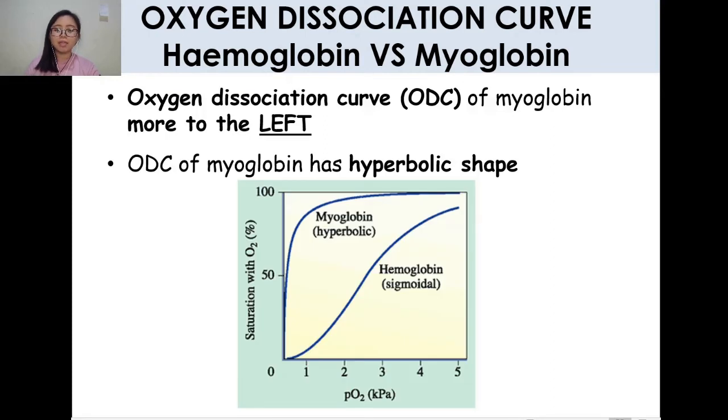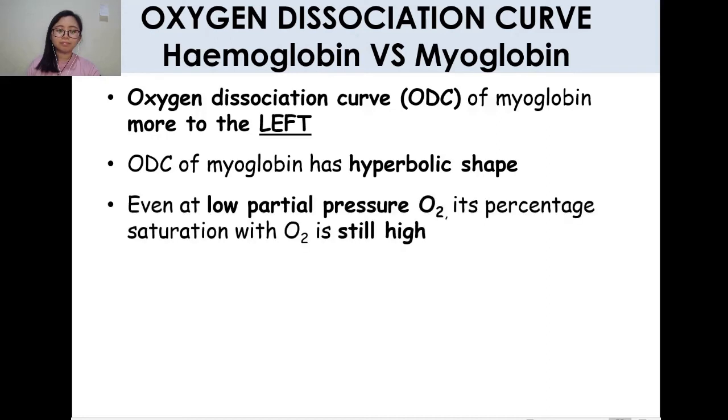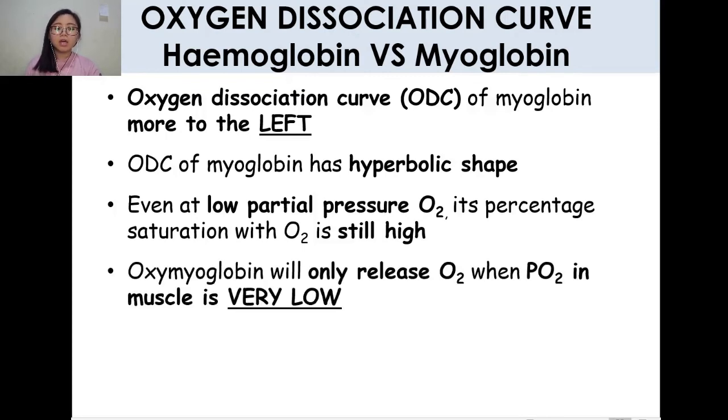Dia sangat curam di sebelah kiri dia. Dan sangat ke kiri lah berbanding dengan curve untuk hemoglobin. Even at low partial pressure of oxygen, its percentage of saturation with oxygen is still high. Even when the surrounding tissue has little oxygen, it will still be kedekut and hold on to its oxygen molecule. It will only release its oxygen molecule when the partial pressure of oxygen in the muscle is very low.